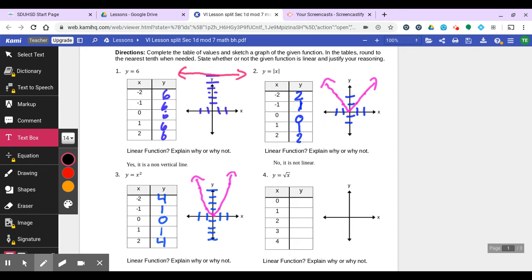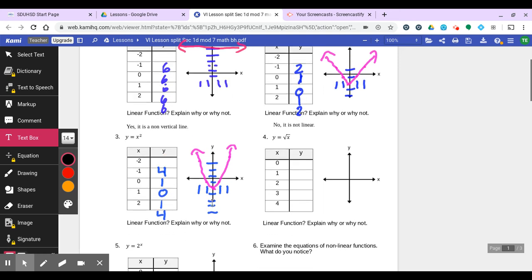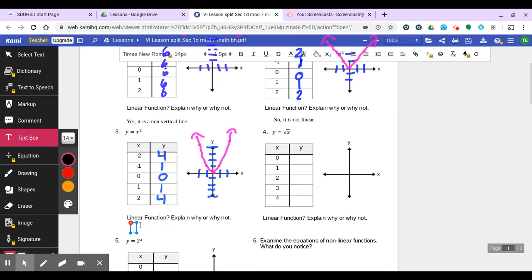Okay, so is it a linear function? Well, is it a line? No. So it is a function, but it's not a linear function. So here, no, it's not a line.